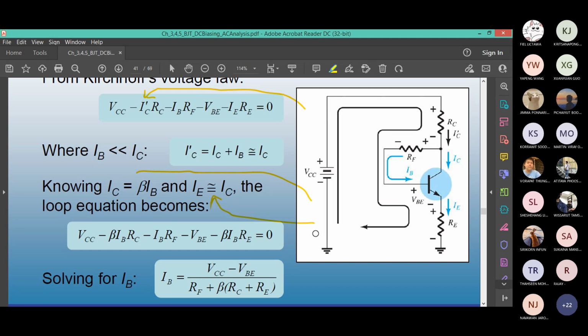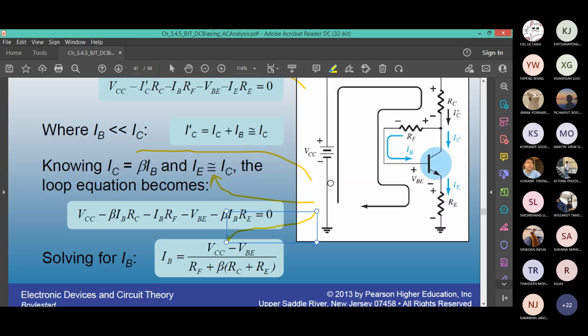In order to find IB, you get VCC minus VBE divided by RF, now we don't have RB, we have RF, feedback, plus beta times RC plus RE. This equation is also on the formula sheet. You don't have to memorize it. You just understand how we derive the equation.